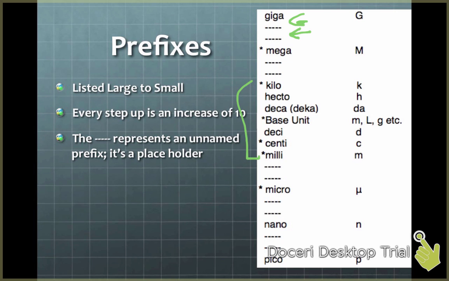So for instance, say we have 1 megameter. These are still serving as placeholders, okay? So there is 10, 100, there is 1,000 kilometers in 1 megameter. They're just placeholders. They don't have names.